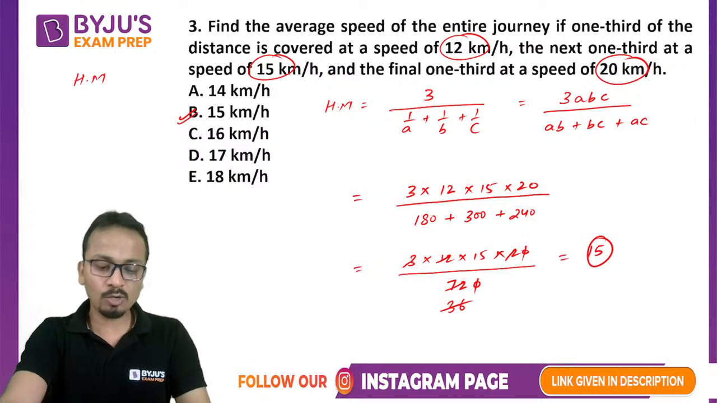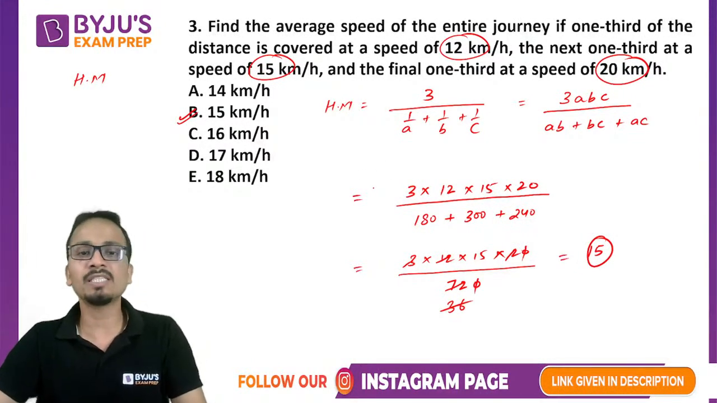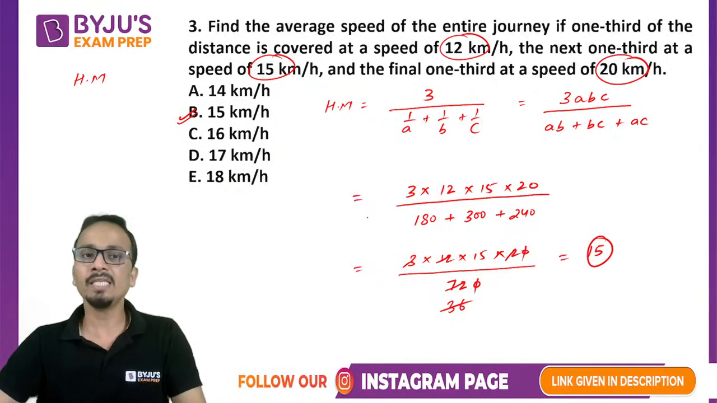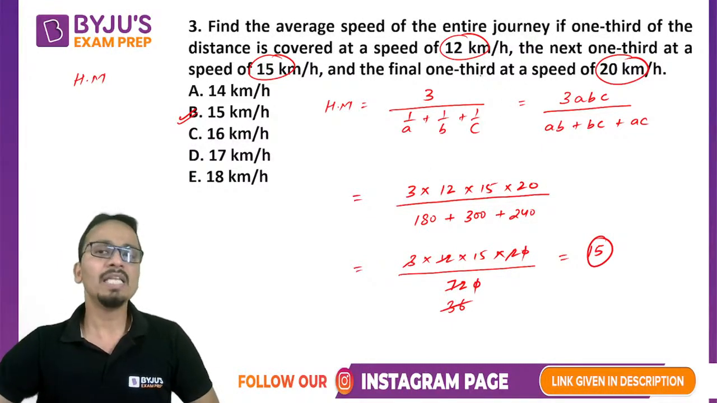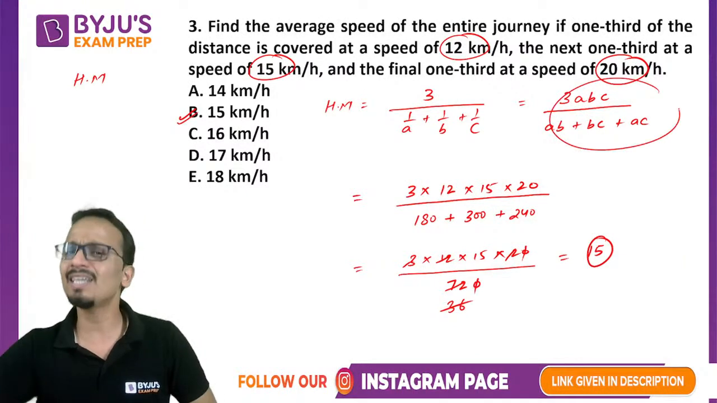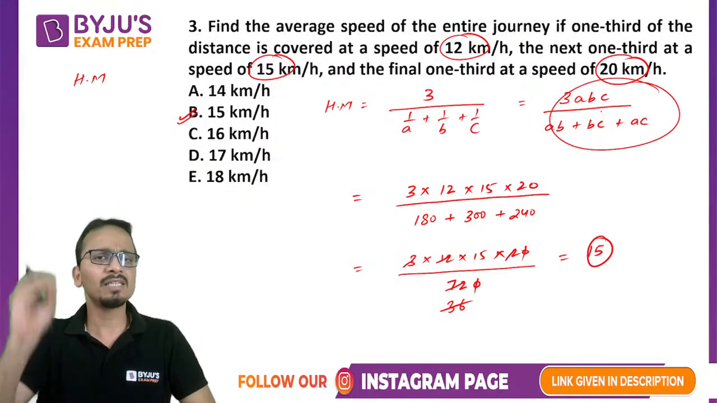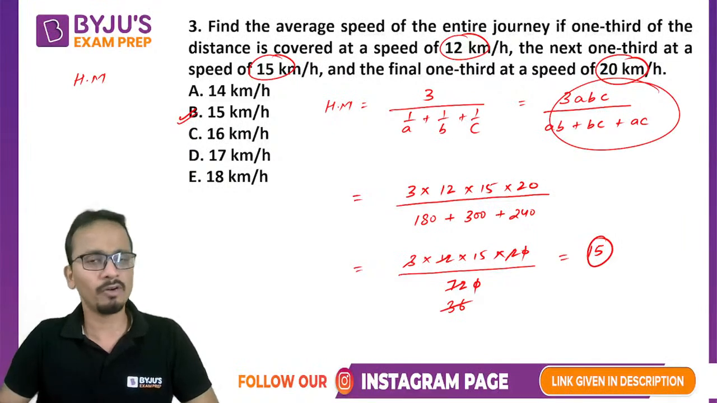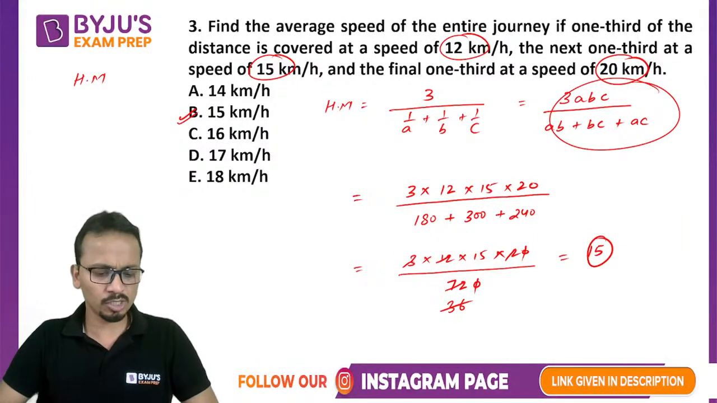Yes, Ashish, we could have taken the total distance as 180. Why did you take 180? Because 180 is divisible by 12, 15 and 20. But this is a direct way in case the distances are equal. So you can use this logic directly.